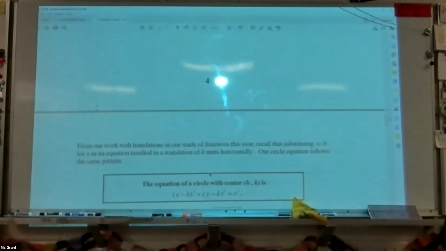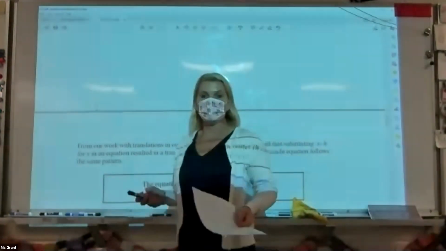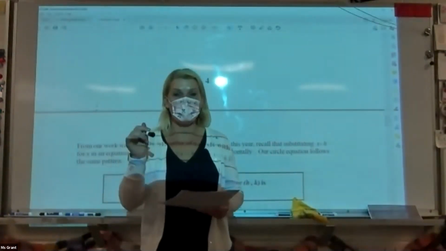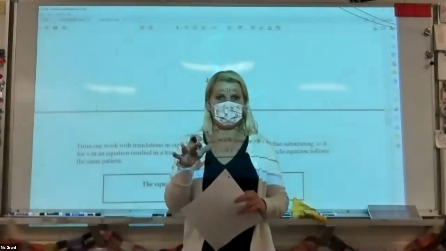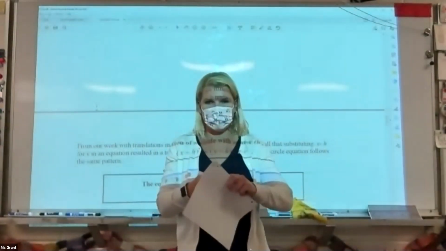So we are doing the equations of circles where the center is (h, k). So the center is not at (0, 0). Yesterday, all of our circles had a center at the origin, (0, 0), so it made it a lot easier.